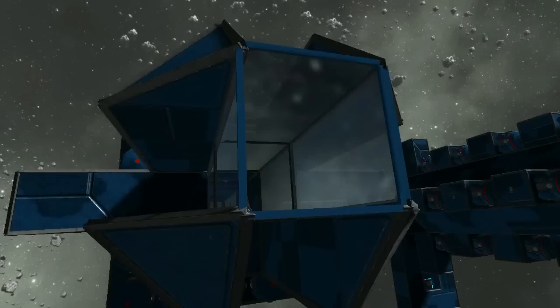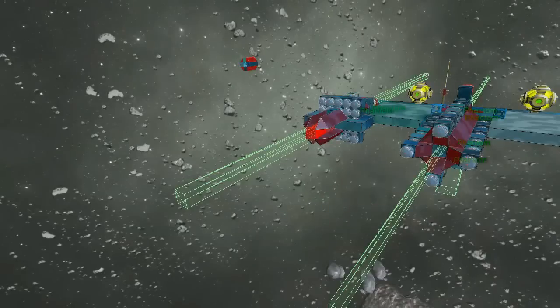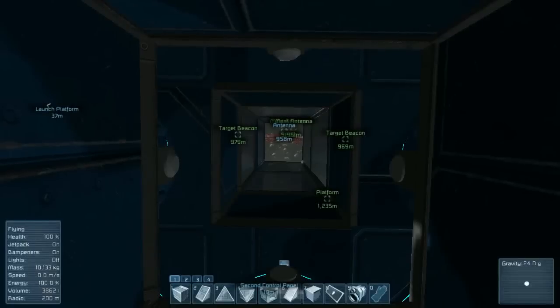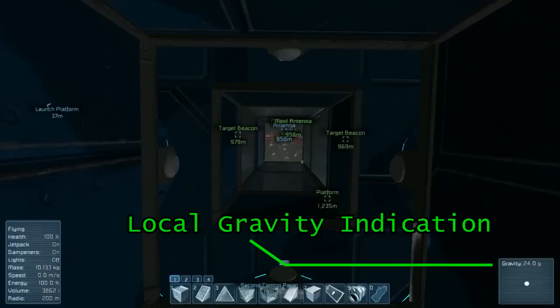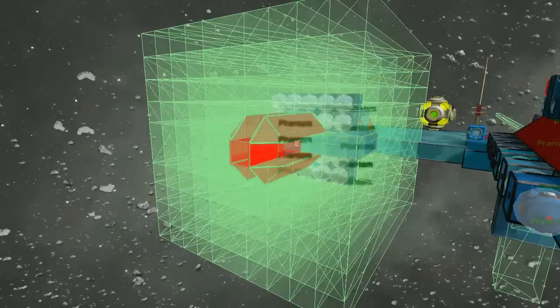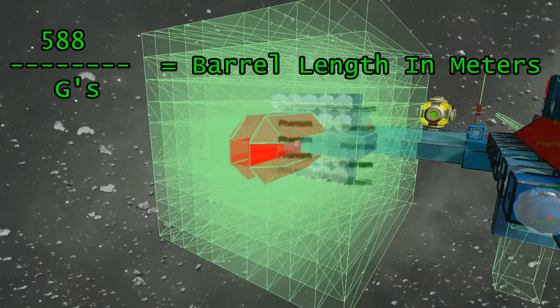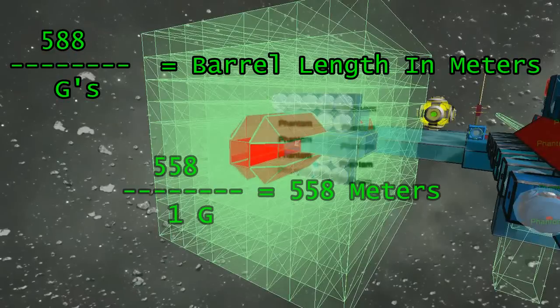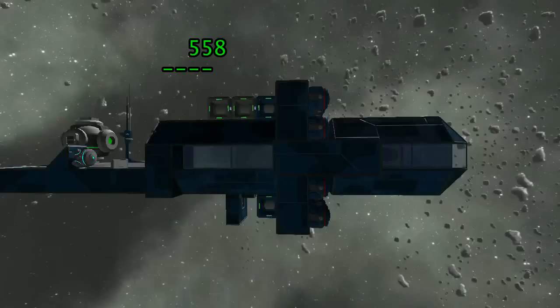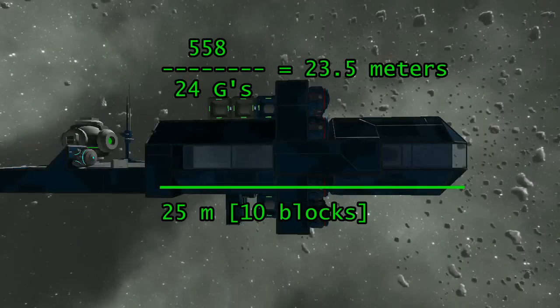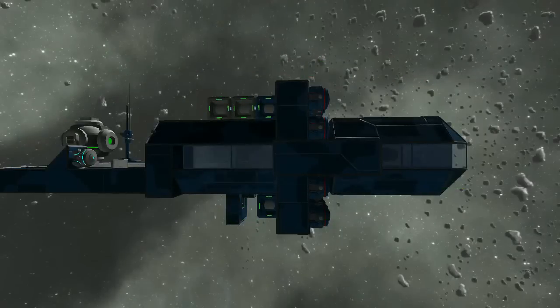The first key element of these weapons is the barrel. The barrel is the path the projectiles are directed down to accelerate them to their maximum velocity. The barrel length needed to achieve maximum velocity is frequently underestimated. The barrel length is a function of the number of Gs the gun can channel down the barrel. For a gun intended to accelerate projectiles up to 104.6 meters per second, you can simply divide 558 by the number of Gs you provide to the barrel to get the necessary barrel length. So a 1G gravity cannon would require a 558-meter barrel. For our demonstrations, we have a 24G gravity cannon, which requires a 23.5-meter barrel.